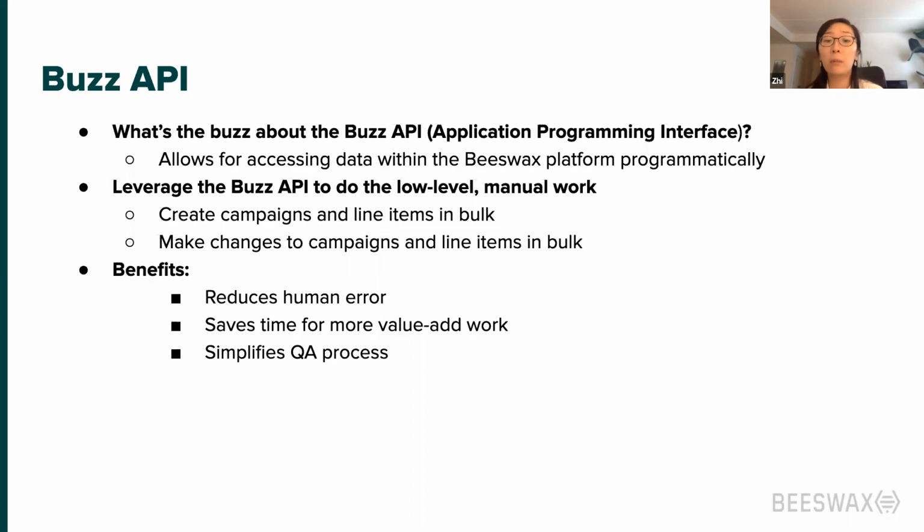And when traders set up hundreds of lines, leveraging the API to set up campaigns and line items can save hundreds of manual clicks in the user interface or in the UI. And traders can also leverage the API to manage large volumes of campaigns more efficiently. So in summary, the benefits include reducing human error, saving time for more value add work, and simplifying the QA process.